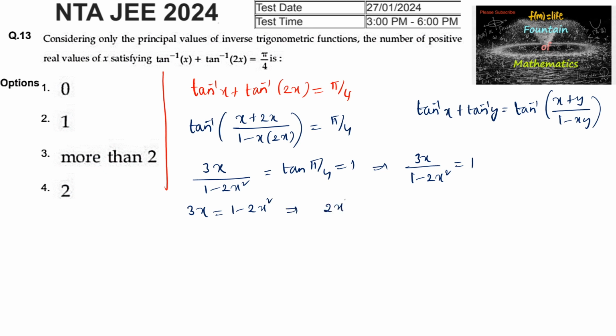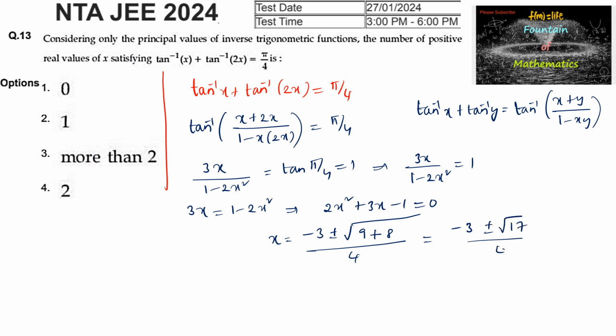Or we can also write 2x square plus 3x minus 1 is equal to 0. On solving, we get x is equal to minus 3 plus or minus under root b square minus 4 into 2 into minus 1, that is 8, divided by 2 into 2, that is 4. So we can get minus 3 plus or minus root 17 upon 4.